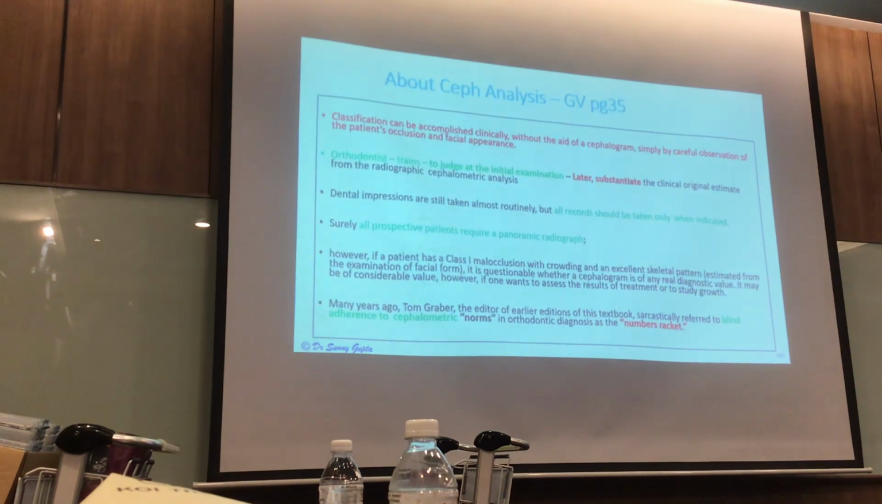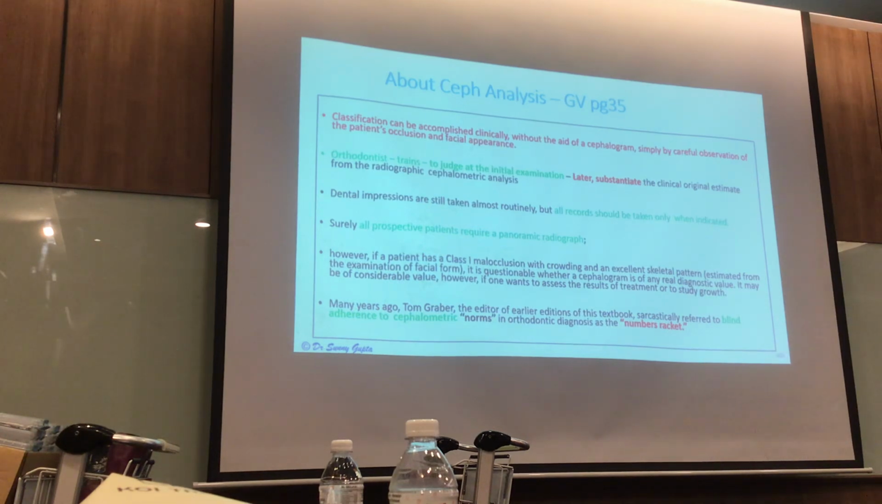So this is not what I am telling. Anything which I tell you is not my only experience. This is from Global Venezuela. It is better than Prophet. Actually, the orthodontic residents read this more than Prophet. Prophet is basically an introduction to orthodontics. This is depth, and it says that cephalometric norms are a number racket. That means it confuses rather than helping.